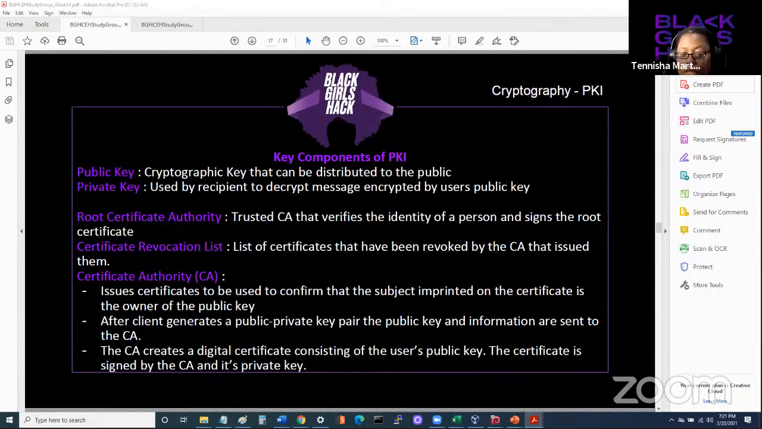And then we also, as we discussed, have the CA. It issues certificates and generates the public-private key pair. There are a lot of different public-private key pairs and a lot of different very large prime numbers, so it's not based on just two prime numbers. It could use any set of large prime numbers. And the CA also creates a digital certificate containing the user's public key. The certificate is signed by the CA with its private key.